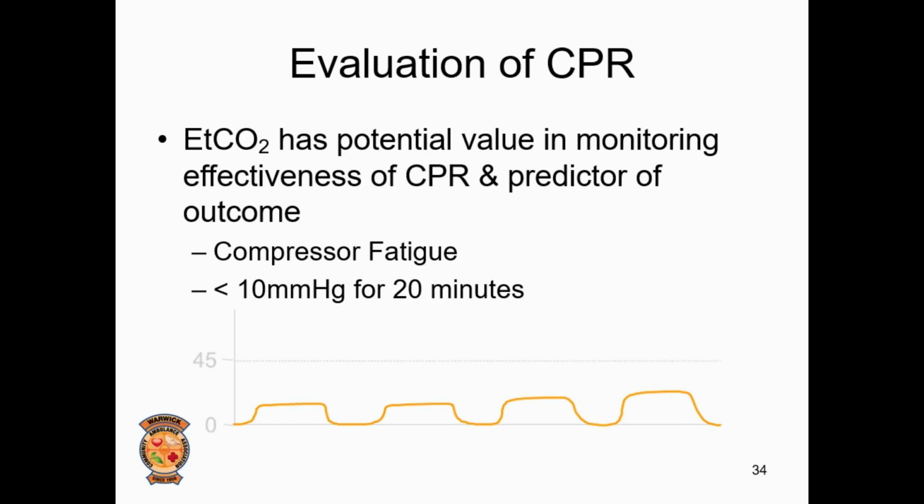The reason why it's a good predictor of poor outcome is that once the cells in the body start to die, they stop making carbon dioxide as a byproduct of cellular metabolism. And when the cells aren't making carbon dioxide, there's no CO2 to be returned to the lungs for exhalation. And as I mentioned before, capnography can also be a predictor of rescuer fatigue.